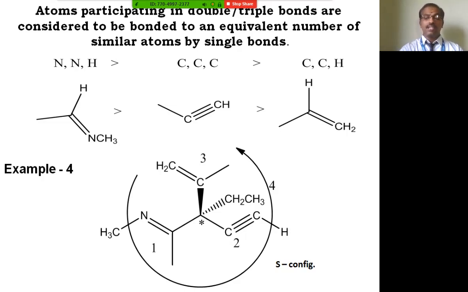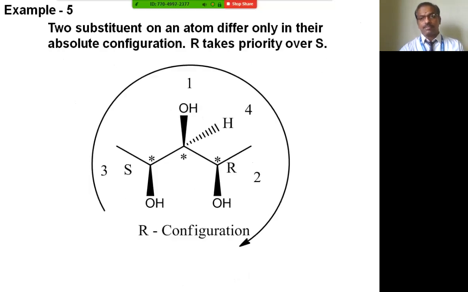After assigning, you can check it here. Is it clockwise direction or anti-clockwise direction? There is no doubt, it is anti-clockwise. What is that dashed line? That is the lowest priority group, the fourth group, on the dashed line. Whatever the lowest priority group is, maybe hydrogen or maybe CH3, it must be on the dashed line, no problem. Whatever configuration you get, you can assign the same. Is that anti-clockwise direction? So we are assigning S.